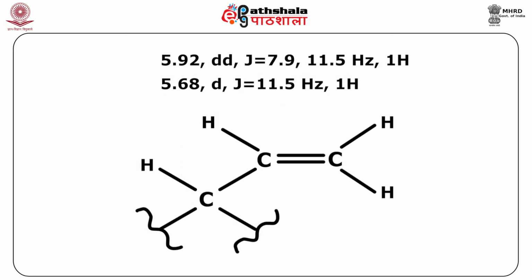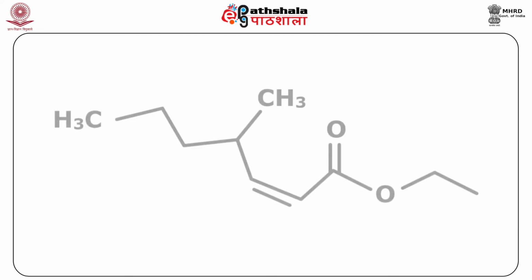The coupling constant J values of 11.5 and 7.9 Hz are for the cis protons and the vinylic protons respectively, as shown in the given structure. The structure of the compound therefore is concluded to be CH3, CH2, CH2, CH2 with a methyl as a substituent, and then the olefinic group attached to a carbonyl group and an oxygen with the ester group.